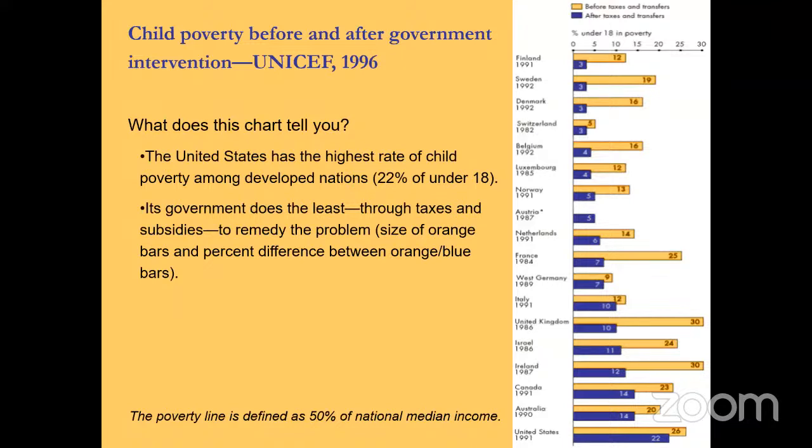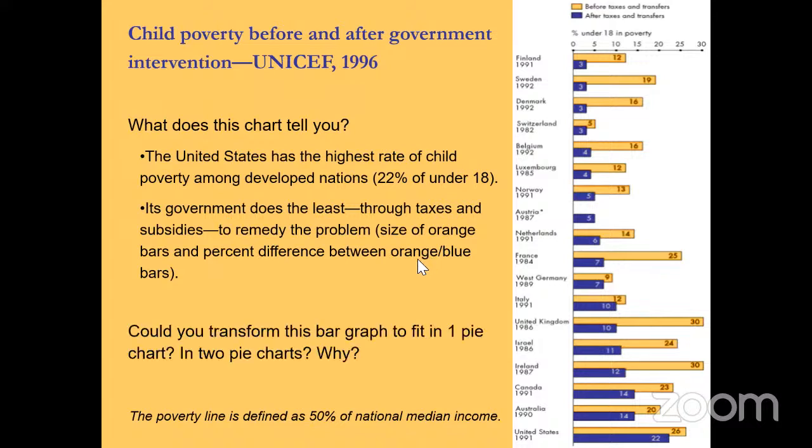22% of under 18, and the government does the least through taxes and subsidies to remedy the problem. The size of the orange bars and the percent difference between the orange and the blue bars, right? So this will be able to tell you. Okay. And could you transform this bar graph to fit in one pie chart or in two pie charts?